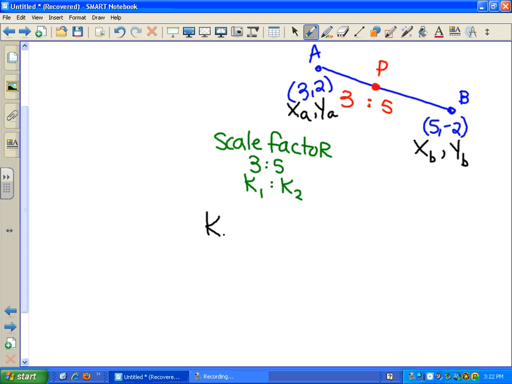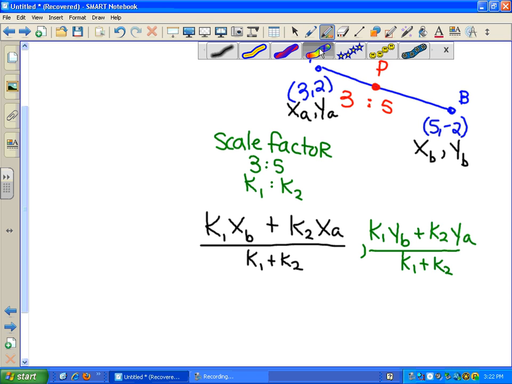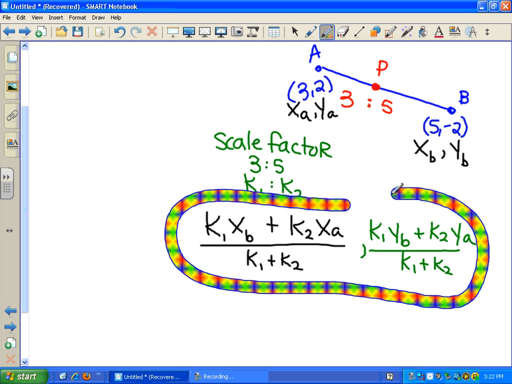It says take your K1 value and multiply it by your X sub B value, plus take your K2 value and multiply it by your X sub A value, and then divide it by K1 plus K2. That gives you the X part of the point P. To find the Y, we follow the same pattern: K1 times Y sub B plus K2 times Y sub A, all over K1 plus K2. This is really important for you to put in your notebook. This is what we have to use in order to divide segments proportionally.